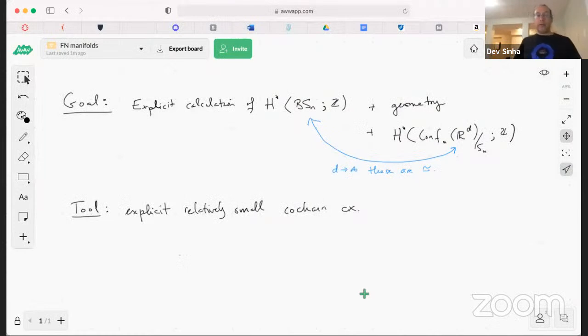Let me share the whiteboard again. So I want to explain that tool, and that tool is based on some lovely geometry that goes back to Fox-Neuwirth. And there's a paper, which I'll show you in a moment, that Chad Giusti and I wrote to expand on it. So what we're going to do is we're considering configurations of endpoints in R^D.